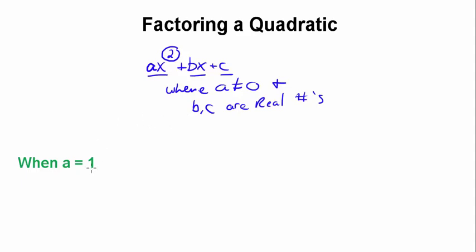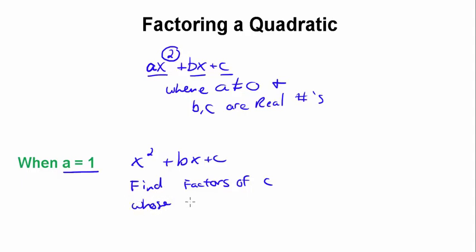Now, what we want to focus on is when a is equal to 1. So when you're factoring a quadratic when a is equal to 1, then you have x squared plus bx plus c. And here's the idea. You want to find factors of c whose sum is equal to b. And those factors will end up being the constants in your binomials.